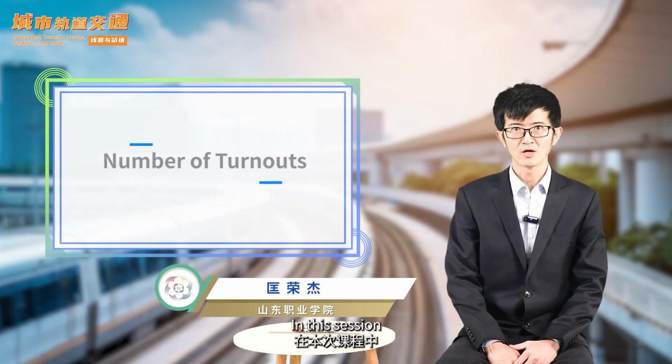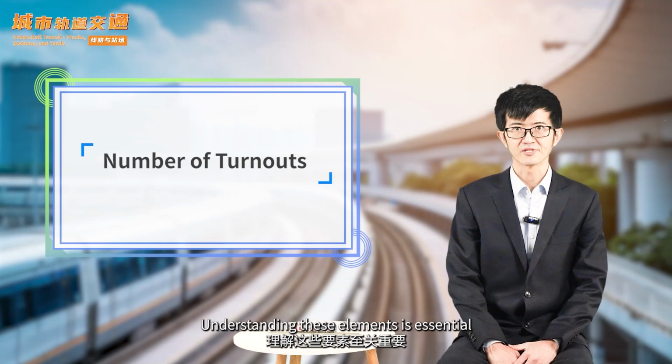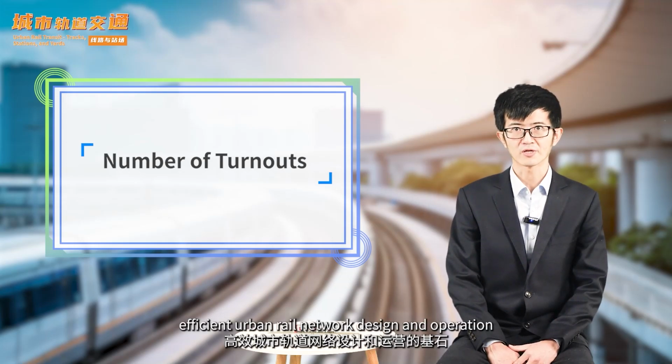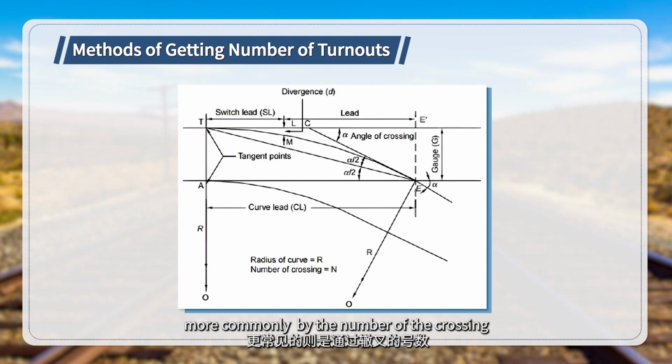In this lesson, we'll dive into the number and angle of turnout common crossings. Understanding these elements is essential, as they are the building blocks of efficient urban rail network design and operation. A common crossing is designated either by the angle the gauge faces make with each other, or more commonly by the number of the crossing, represented by n.